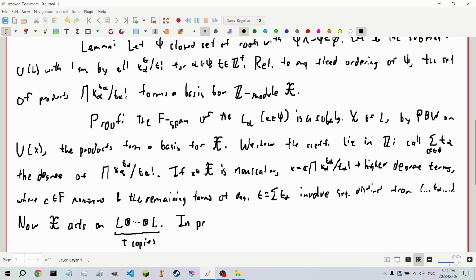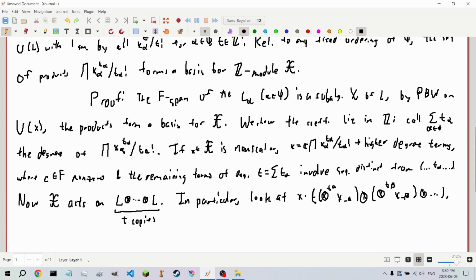In particular, we're going to look at X times the tensor of T alpha copies of X minus alpha tensored with T beta copies of X minus beta, and so on, where these are our terms in our positive C, in our closed subset C.